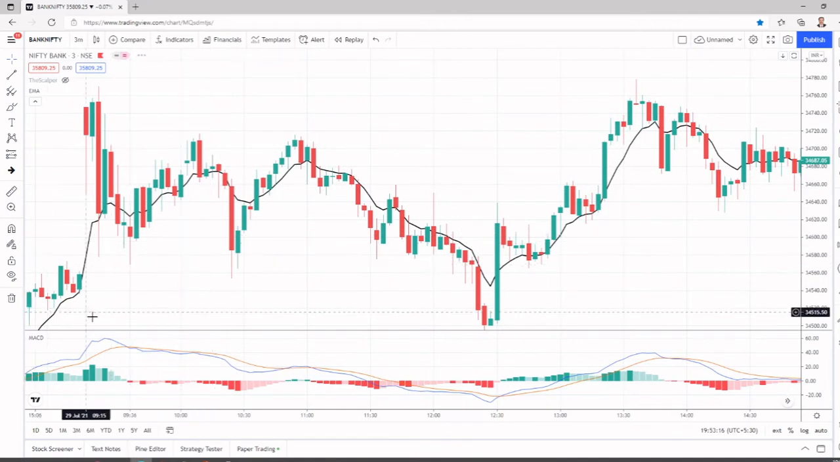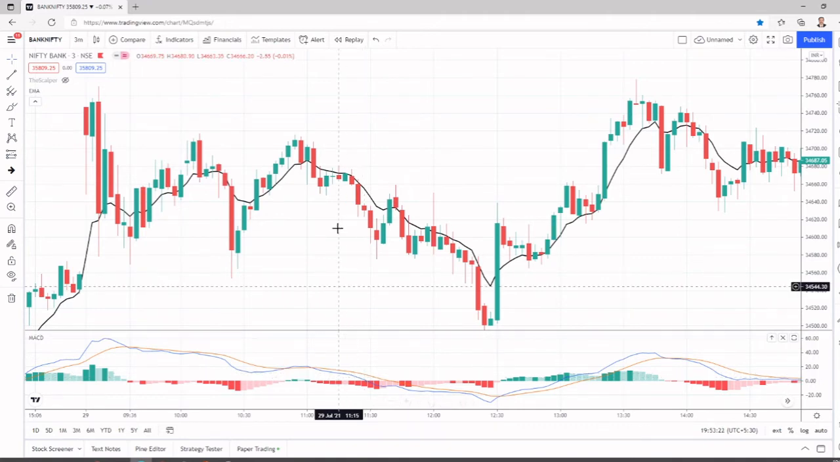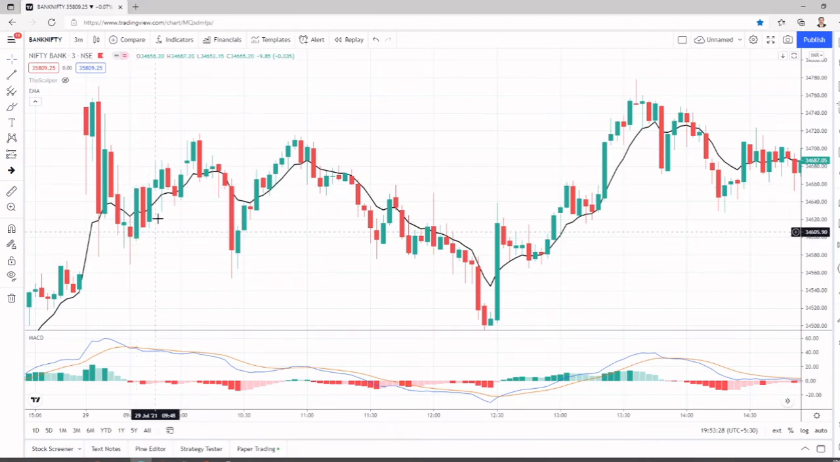Okay. Now let's say the 29th. What is the 29th scenario? So MACD is above 0 till 11 o'clock. So we will see only buy setups. Shall I buy here? No, because the candle size is big. And the market should trade below the 8 EMA and go up.